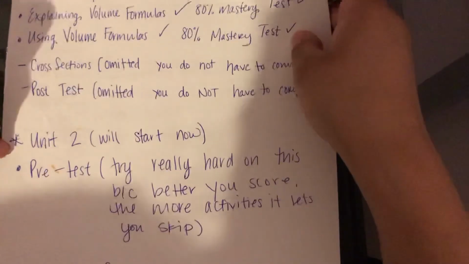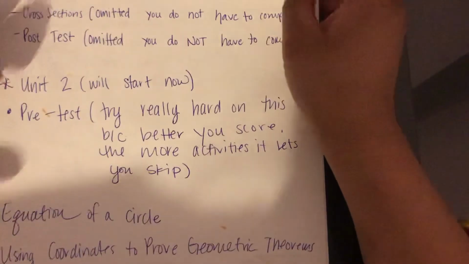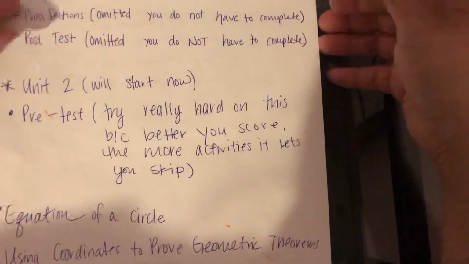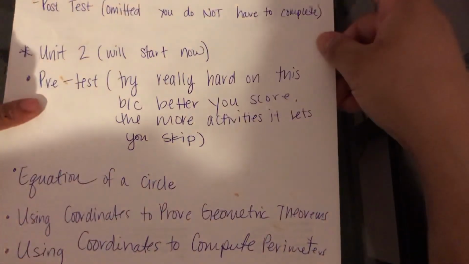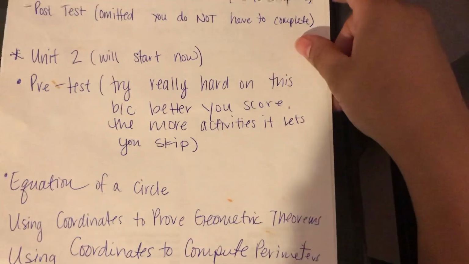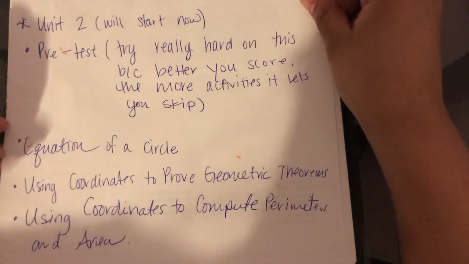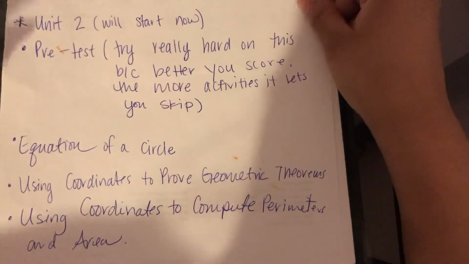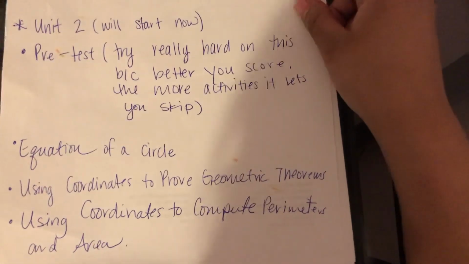So Unit 2 actually starts. That one's done. Unit 2 is starting now, so it's actually this section that we're doing now. It starts with the equation of a circle. There is a pretest in it. You need to try really hard on it, because the better you do on it, it lets you skip over certain mastery tests. So if you get all the questions right for equation of a circle, you wouldn't even have to do that mastery test. So again, try your hardest on that pretest to make sure that you can skip some things.